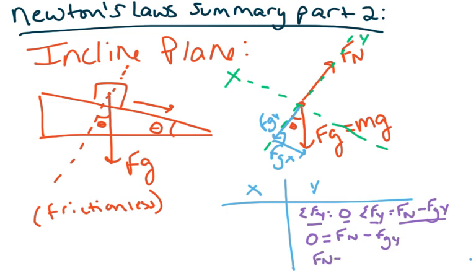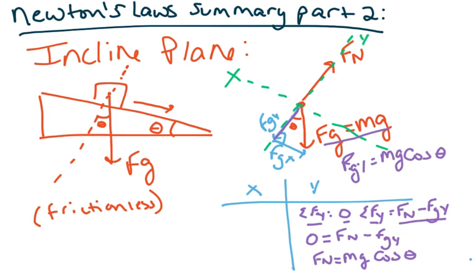So we find that our normal force is equal to this vertical component. Well, we have an equation for that. Since the gravitational force is equal to mass times the gravitational field strength, the vertical component is the gravitational force, or the mg, times, this is the adjacent side, so it's cosine of theta. That will give me that leg of the right triangle. So our normal force is equal to mg cosine theta.